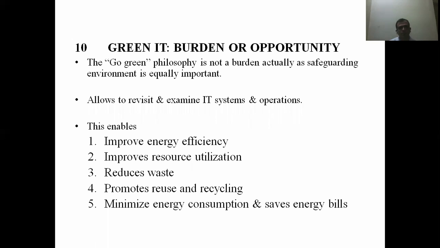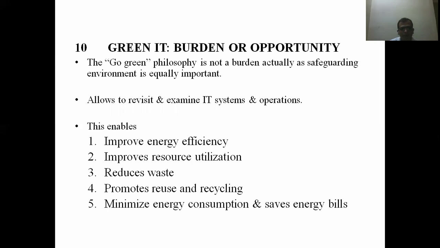Next the question arises whether Green IT is a burden or an opportunity. When we go green in the IT infrastructure, obviously the implementation of new things has to take place, so obviously it will increase the costs of the organization. So the organization may feel that it is a burden or it may be an opportunity. Which one is correct? Obviously Green IT is an opportunity, it is not a burden.